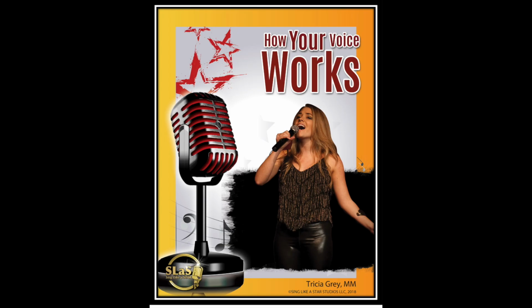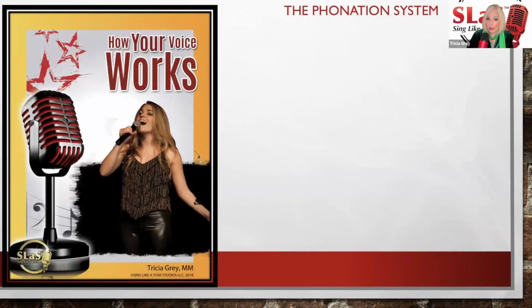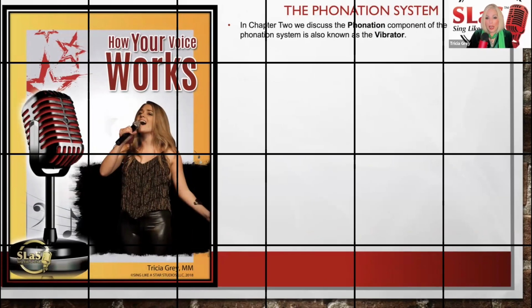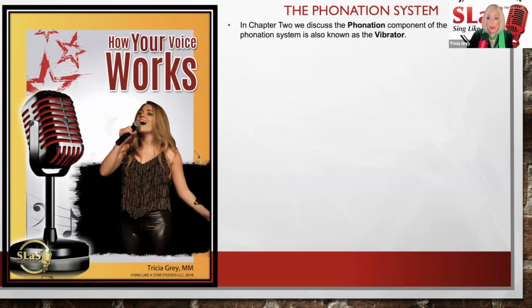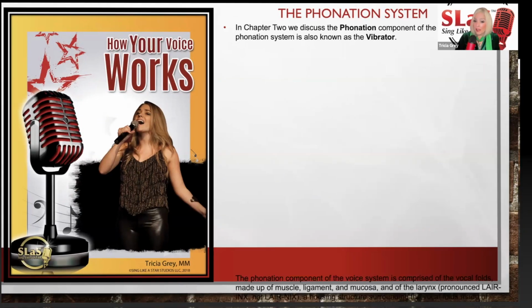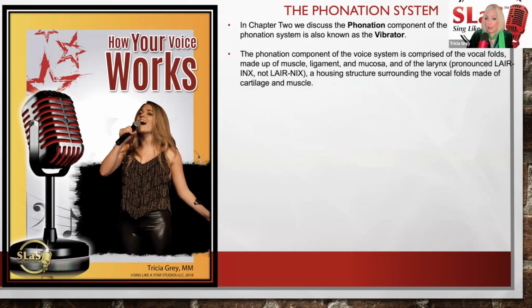How Your Voice Works, the phonation system. In Chapter 2, we discuss the phonation component of the voice system. The phonation system is also known as the vibrator. The phonation system of the voice is comprised of the vocal folds, which are made up of muscle, ligament, and mucosa, and the larynx. This is pronounced larynx, not larynx.